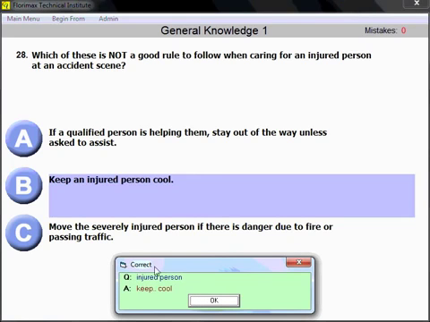And the program tells you the same. You are correct. Injured person, keep cool. That's the right answer. Not the right thing to do.